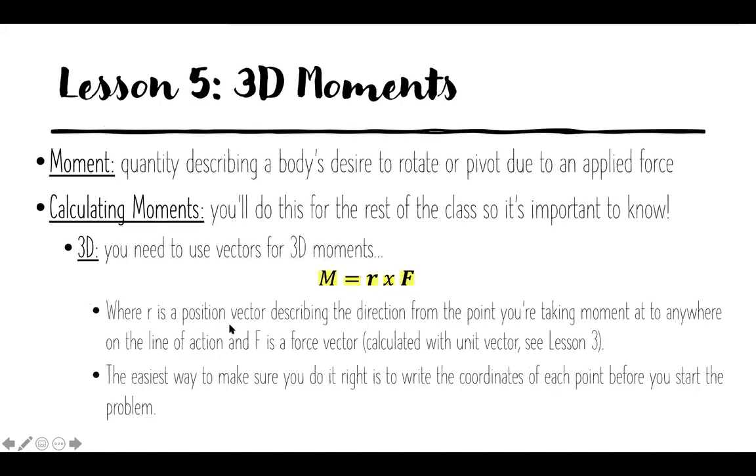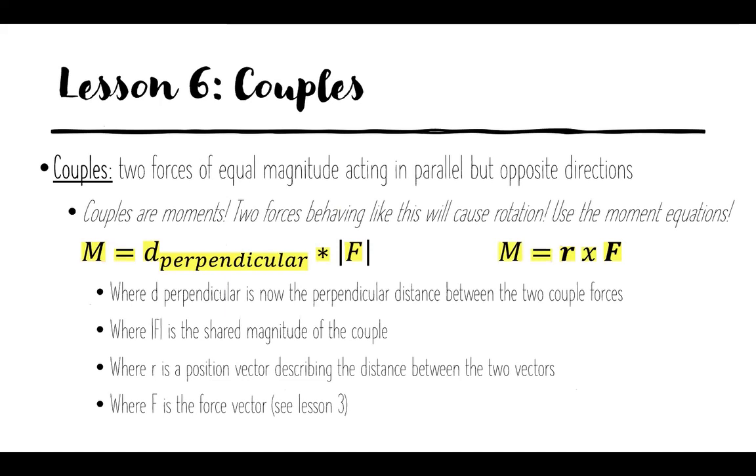Okay. It is. All right, so the next topic that was brought up is couples. The idea behind a couple is that if you have two forces acting with the same magnitude in parallel but opposite directions, you're going to generate some kind of twisting force.